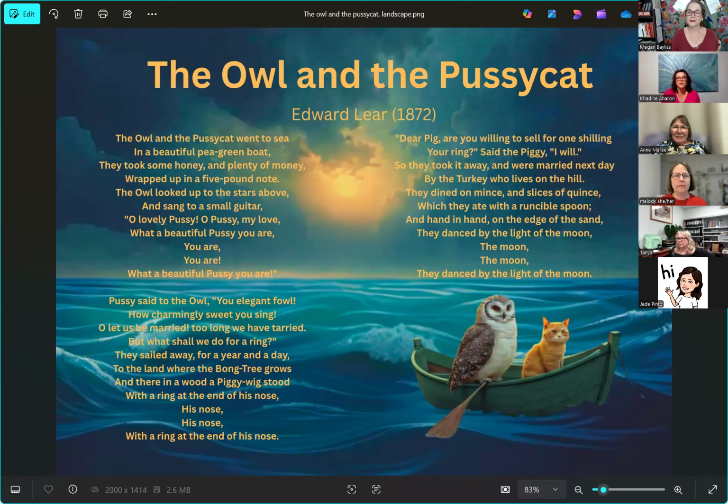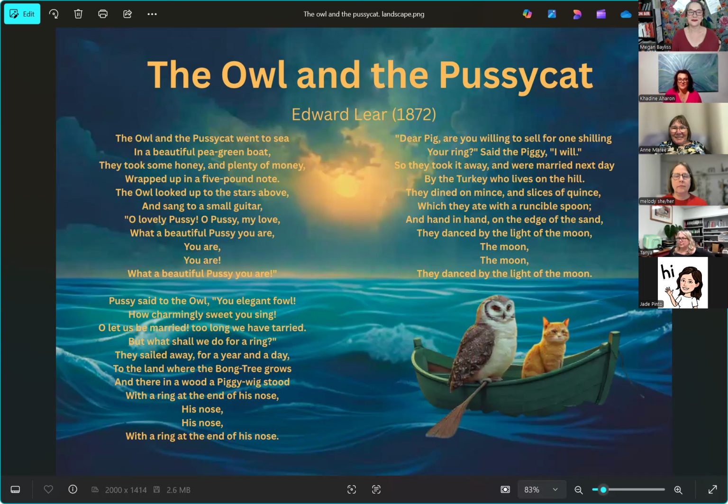So they took it away and were married next day by the turkey who lives on the hill. They dined on mince and slices of quince, which they ate with a runcible spoon. And hand in hand, on the edge of the sand, they danced by the light of the moon, the moon, the moon. They danced by the light of the moon.